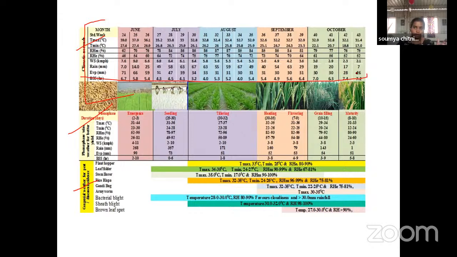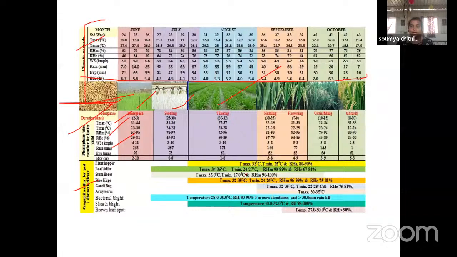Okay, during those seasons. And the middle part tells about the requirement of particular weather elements during that growing season. Say, for phenological stages like emergence, seeding, tillering, it gives the maximum and minimum temperature, relative humidity, wind speed, rain, evaporation. So everything is given in the middle part.